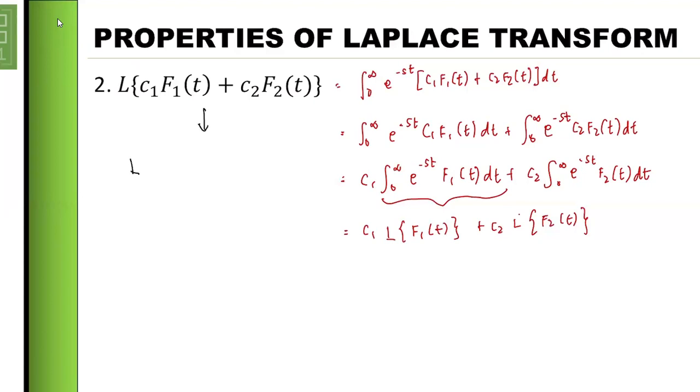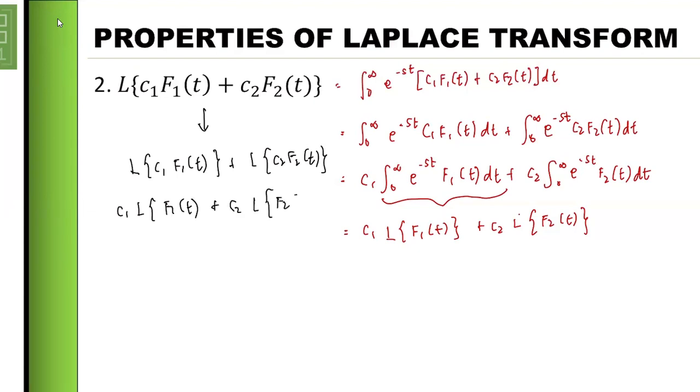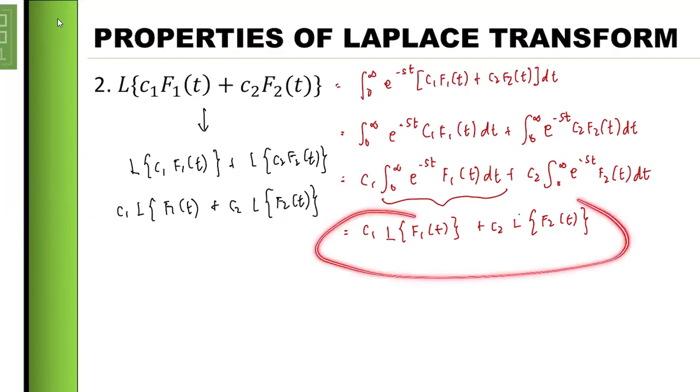this can be L of c1 f1 of t, okay? Then plus L of c2 f2 of t. Okay? Then applying property 1, we have c1 L of f1 of t, plus c2 L of f2 of t, which is the same as what we did in this equation or yung answer niya. Okay? So, ganun yung property number 2 natin.